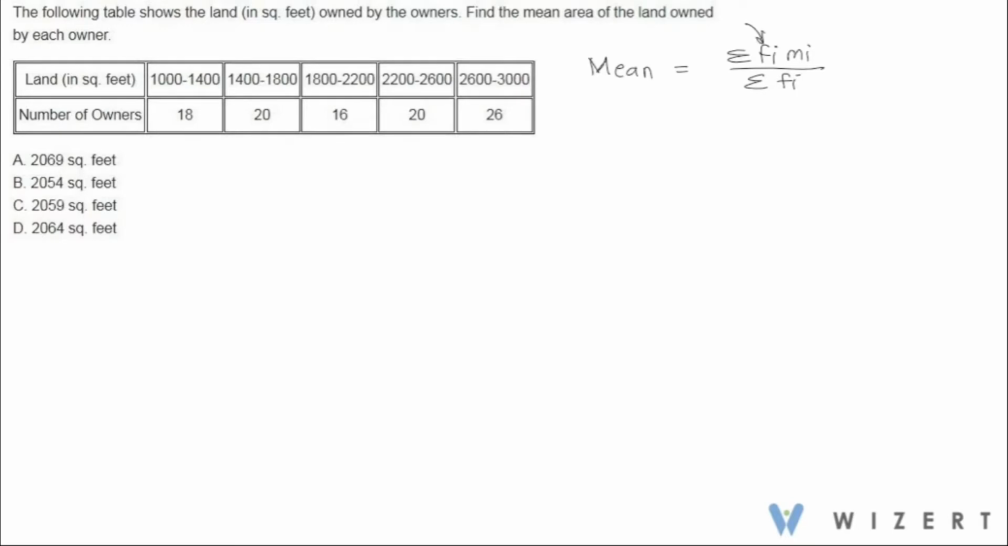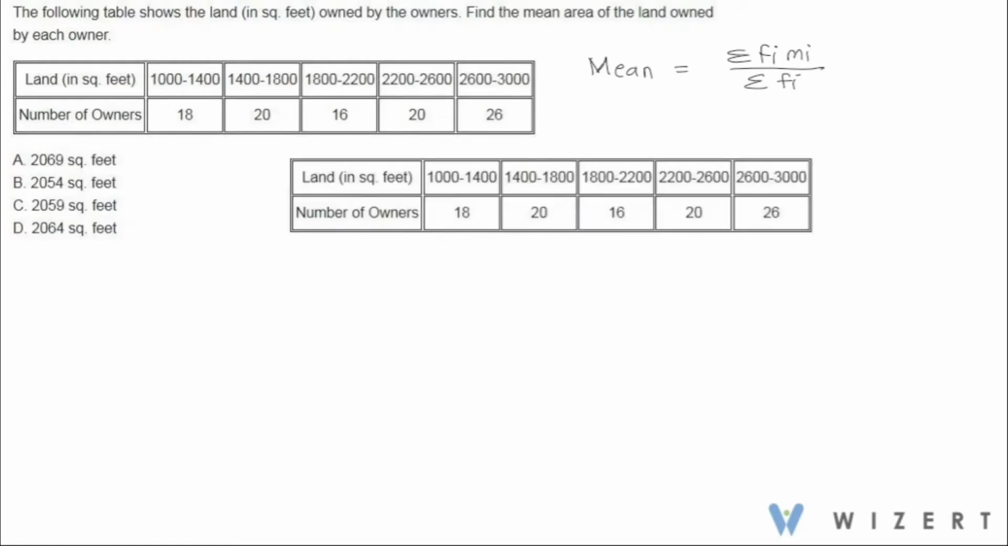Now Fi is the class frequency and Mi is the class mark or class midpoint. So we will need two more rows here, one for the class midpoint or class mark of each class and one for the multiplication of class frequency and class mark. So let's do that. So this is Mi.